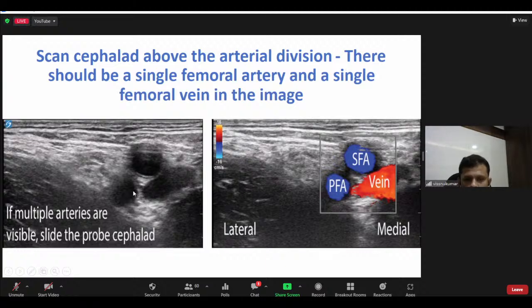See, what happens is that when there are multiple vascular structures, basically it is a division of the femoral artery or the femoral vein. So you have to scan cephalad until you get one artery and one vein. These are nothing but the branches of the femoral artery and vein, that is the superficial femoral artery, the profunda femoris artery of the thigh, and there will be a femoral vein. Okay. So the next point. The first thing, what I told, you have to.